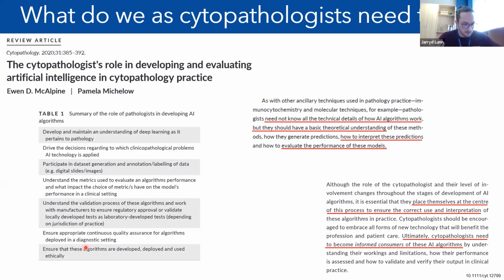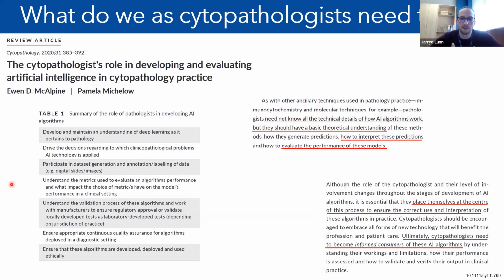So nearing the end, what do we as cytopathologists now need to do? This was a great review article by Professor McAlpine and Michelin that looked at the cytopathologist's role in evaluating artificial intelligence in our diagnostic practice. And they give this summary of the role that the pathologist needs to play.